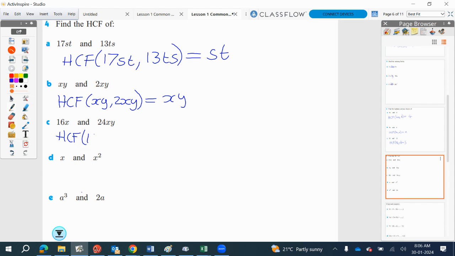We're going to put in 16x and 24xy. So out of 16 and 24, what's the highest common factor of the two numbers? 8. That's what caused people most problems. And then out of the algebraic part, x and xy, what do they have in common? x. The letters are the easiest part. Normally letters make things harder, but it's the numbers that are the hardest part. So nobody had problems with these next two because there were no numbers.